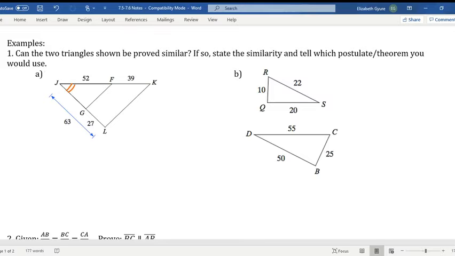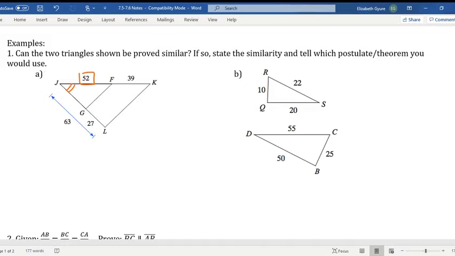Yeah, that would totally work. So what we're going to do is we want to show that our ratios are proportional, basically, right? So one of your triangles is triangle JFG. So what you're going to do is take one of your sides of triangle JFG, which in this case would be 52, and we're going to write a proportion.